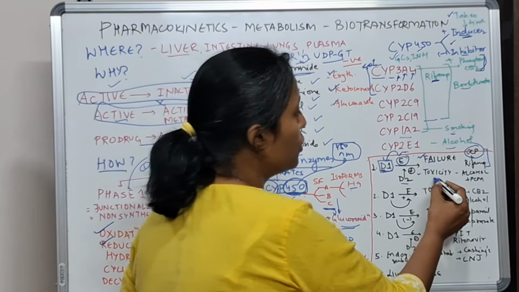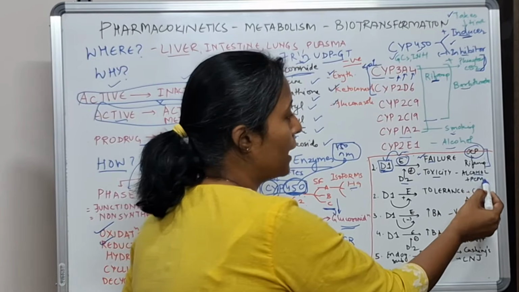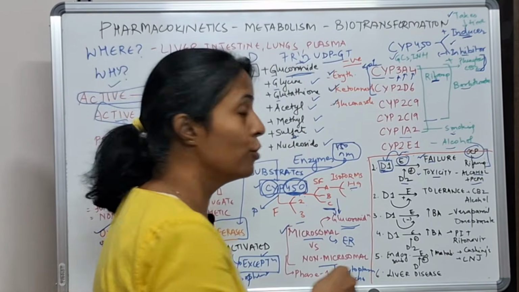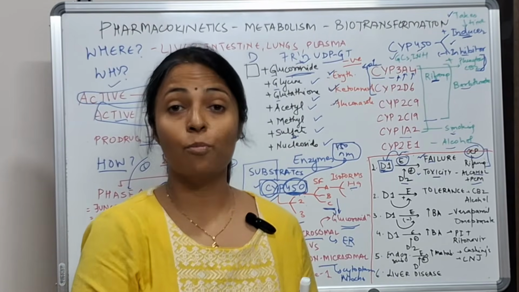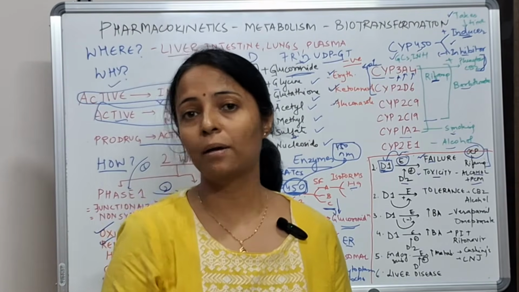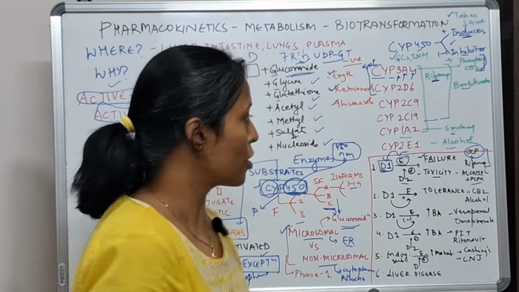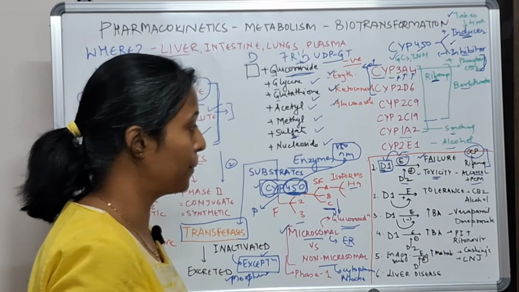Then it can also lead to toxicity. Say suppose there is consumption of alcohol and the person takes a paracetamol. So in that case, alcohol is going to induce the enzyme which is responsible for the metabolism of paracetamol, and I told you that paracetamol toxic metabolite is produced. So this can lead to toxicity as well. The accumulation of the toxic metabolite will be there, right?